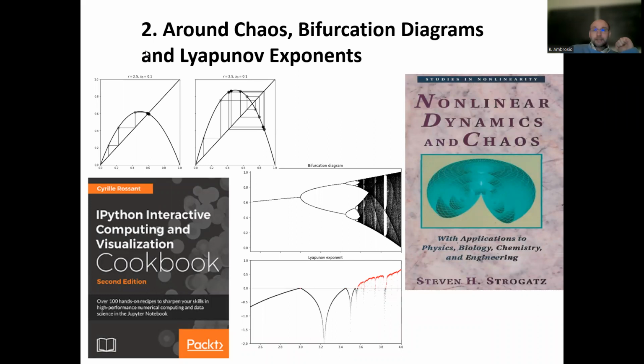So the next topic that you can explore is around chaos, bifurcation diagrams, and Lyapunov exponents. And so it's just an introduction. And so you can start with the definitions and explanations in the book of Strogatz. This is a classical one, Nonlinear Dynamics and Chaos. So you look there for bifurcation diagrams and Lyapunov exponents.